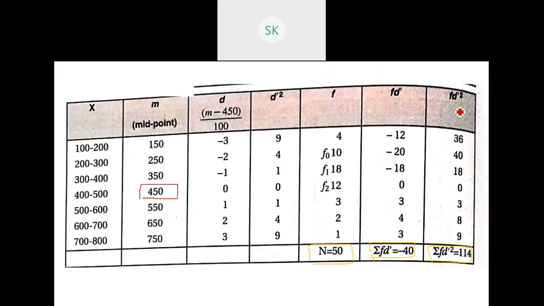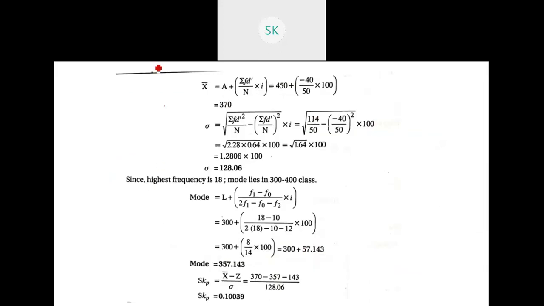Sigma f d dash is nothing but minus 40, divided by n, which is 50, into i. i is the difference between the class intervals or the midpoints here, so that will be 100. So once you put in all the values, that is 450 plus minus 40 by 50 into 100, it will give us the arithmetic mean value to be 370.